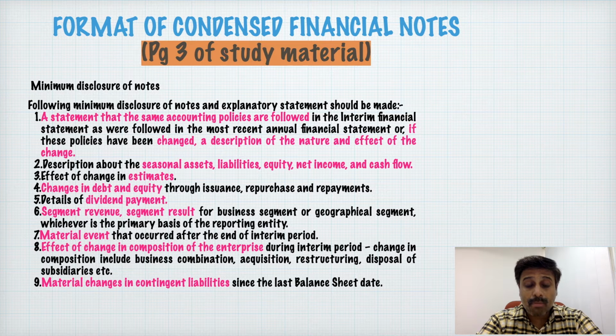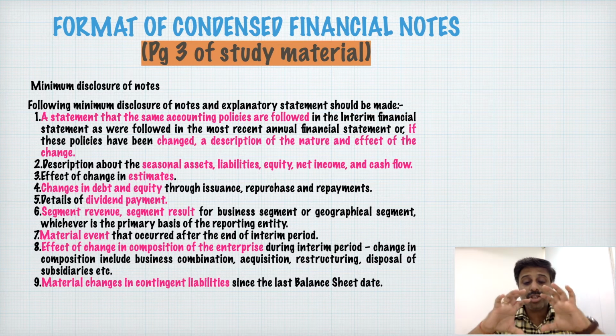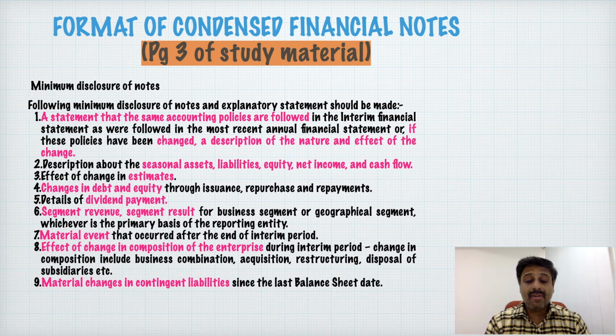Effect of change in the composition of the enterprise during the interim period. Change in composition includes business combination, acquisition, restructuring, disposal of subsidiaries. So if the composition of the enterprise has undergone a change, you have done amalgamation, reconstruction of your business, or you have acquired another subsidiary company, you are a holding company, all such effects of change in composition must be disclosed to the shareholders in quarterly interim financial reports also.